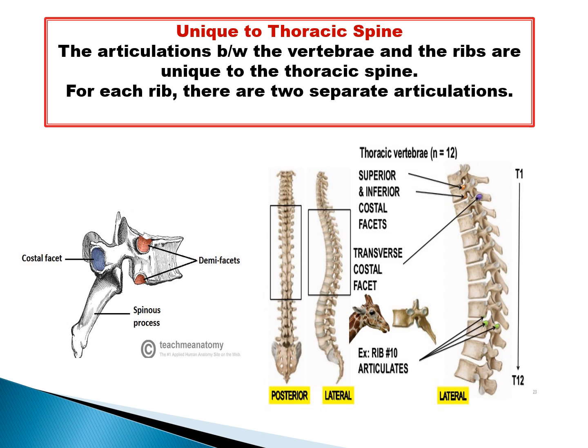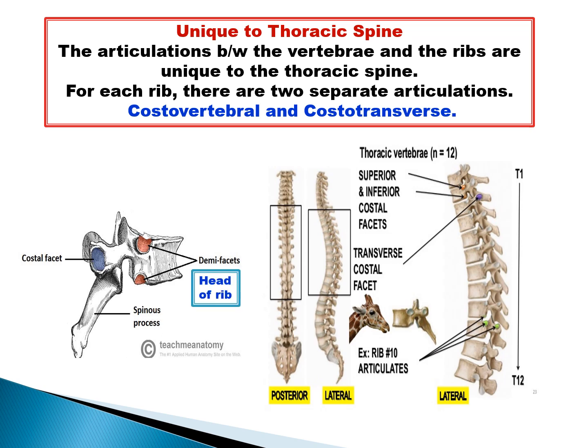For each rib, there are two separate articulations, known as the costovertebral and costotransverse articulations. The head of the rib articulates with the demifacets on the body of the thoracic vertebra. The tubercle of the rib articulates with the costal facet present on the transverse process of the thoracic vertebra.